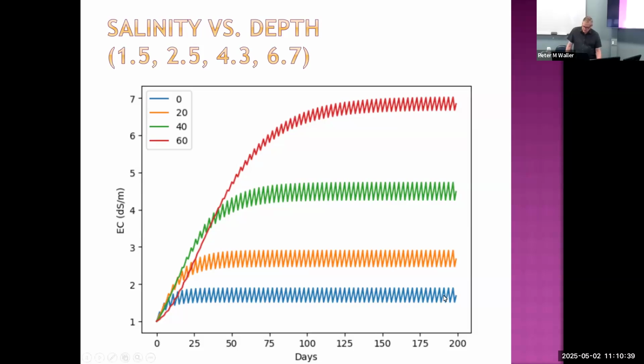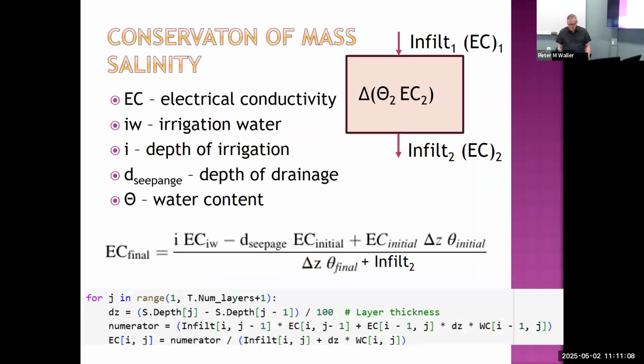because the top layer is 1.5, the second layer is 2.5, third layer is 4.3, and the last layer is 6.7. So if you can start with a model that's validated by something, you're way ahead. So now I feel confident that the model is doing what it's supposed to, and then I can worry about other little details. Okay.